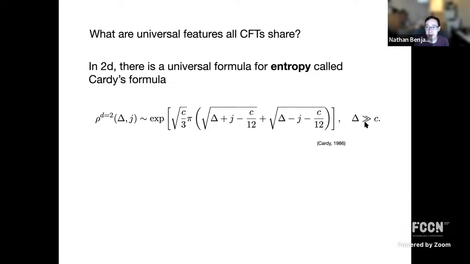This is valid when delta is very large compared to c. Actually, more precisely, the twist should be very large compared to c. More precisely, it should say delta minus j is very large compared to c. And this is derived from modular invariance of the one-loop partition function.